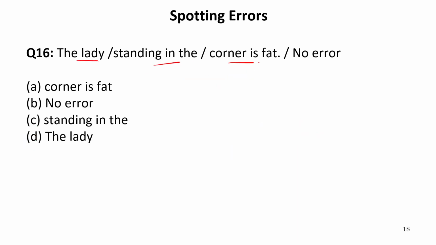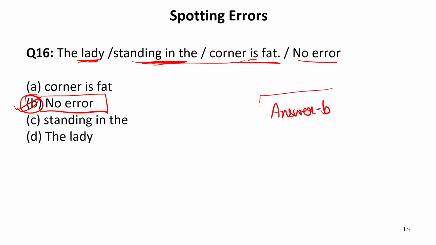The lady standing in the corner is fat. Now here the lady, which lady? Standing in the corner. It means we are talking about this lady. So this is just an attribute which is used for lady, and lady is singular, for which we have used singular form of verb is. So if we read this sentence carefully, we find that the sentence is entirely correct. Therefore, it contains no error. So answer is B, because this no error part is written in B. So our answer is B. The sentence contains no error at all. Now let us move to the next one.